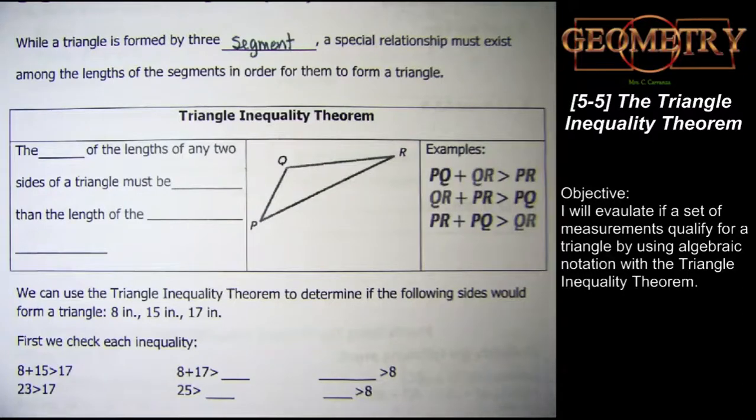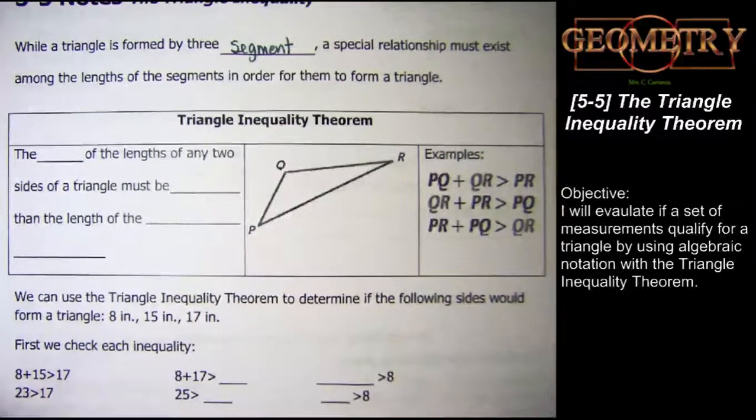In order for these three segments to form a triangle, so if I handed you straws of certain lengths, they have to be a certain length in order to form a triangle. If I make them too short, you're going to have a gap and you're not going to be able to put them together. Or if I make some of them too long, you're going to have a spiky thing and not a triangle.